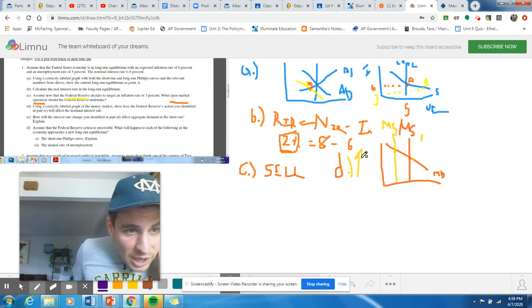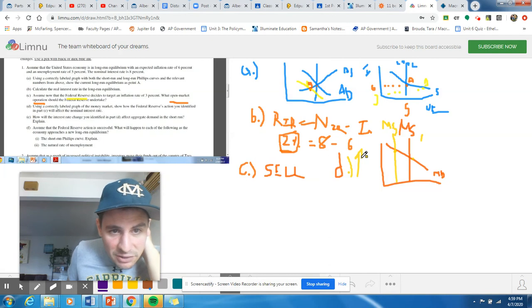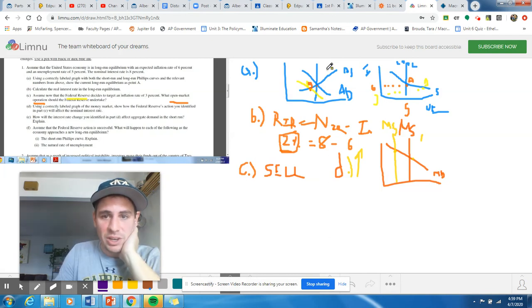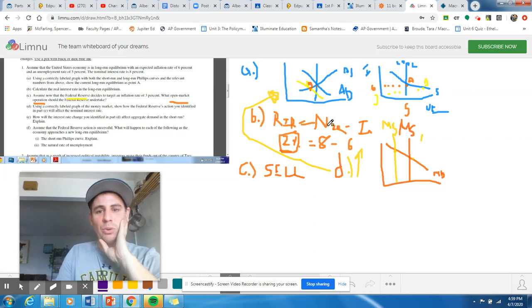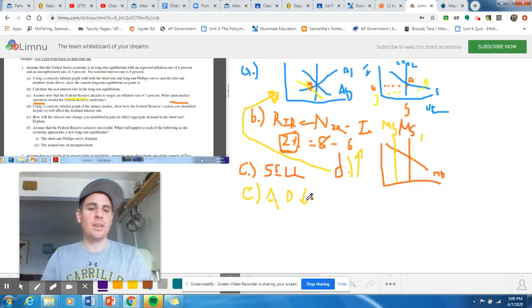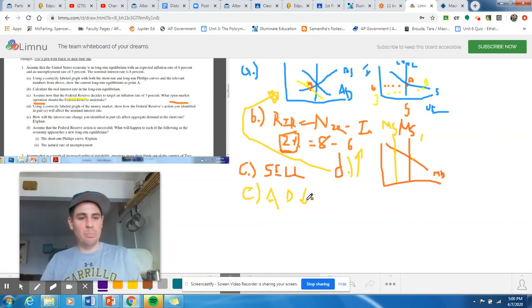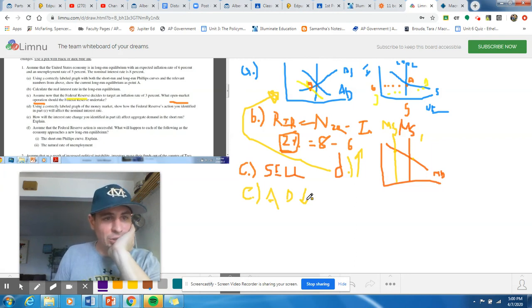Excellent. How will the interest rate change you identified in Part D affect aggregate demand? We've already done that. Here's another reason why it's helpful to draw multiple graphs. We know that aggregate demand decreases. Why does aggregate demand decrease? Because interest rates are high, which means businesses are going to be less likely to take out loans. Spending decreases, aggregate demand shifts to the left. So that's the answer to E.